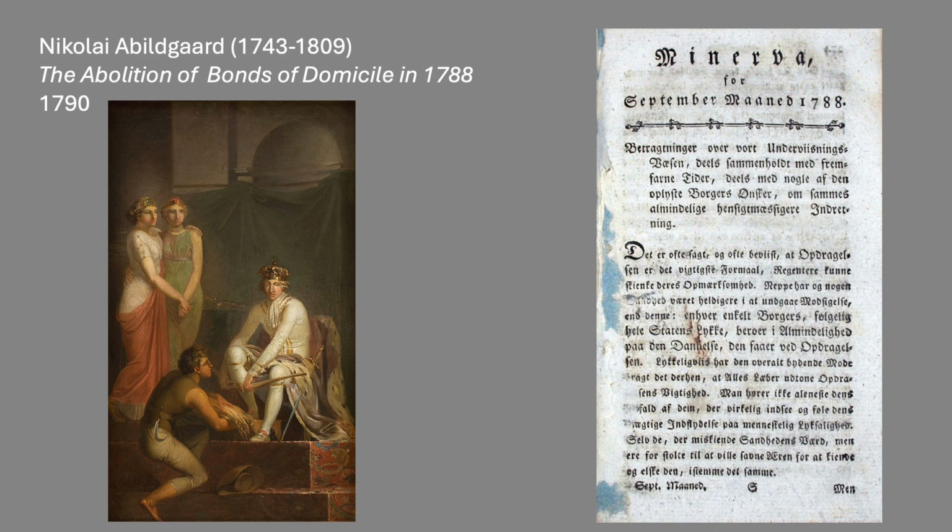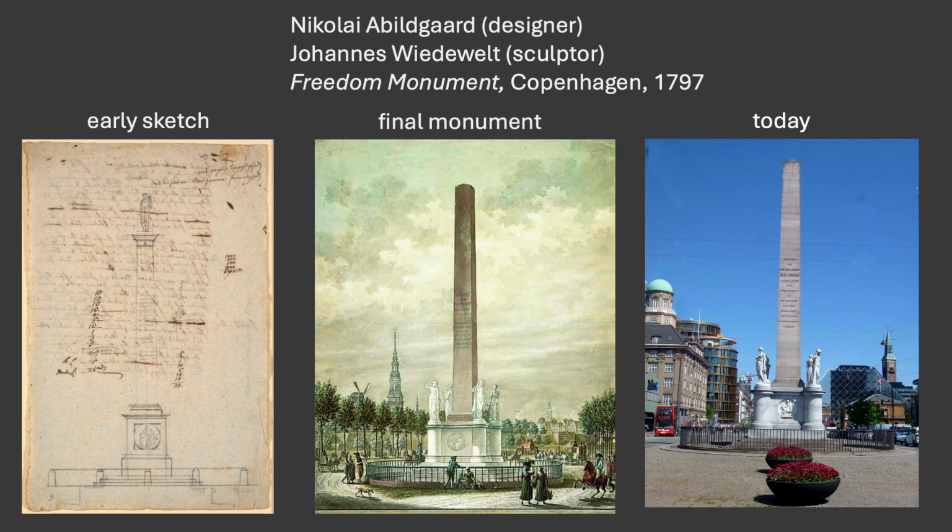This democratizing agricultural reform was enthusiastically endorsed by the Danish crown, which in 1788 abolished the oppressive bonds of domicile, the law tying peasants to the land and quantifying the amount of produce they must deliver to landowners. So grateful were newly independent farmers that they commissioned and paid for a monument to the king that today stands in front of Copenhagen's central train station, built more than 100 years after the memorial was installed.